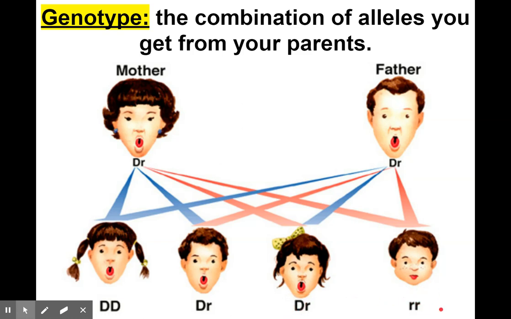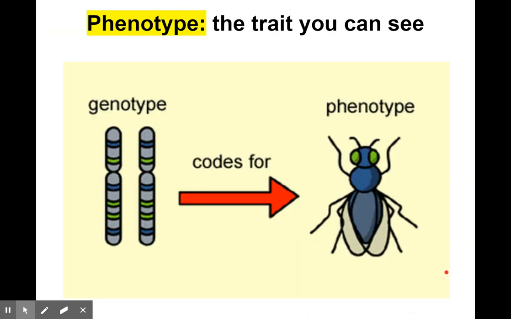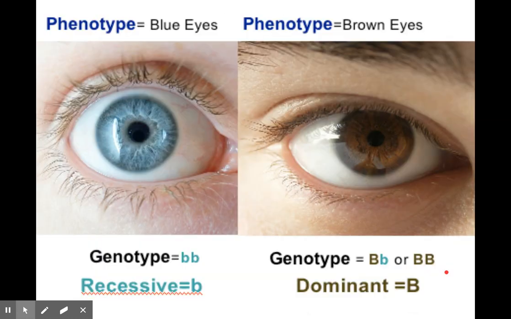But this kid here, he happened to get the recessive gene from his parents. So then he cannot roll his tongue, because the dominant is tongue rolling. Okay, phenotype, trait you can see.